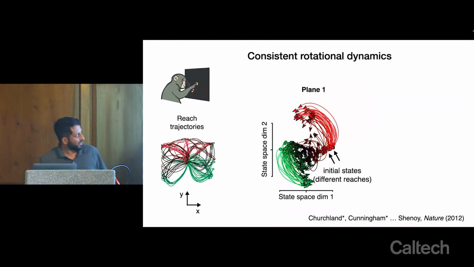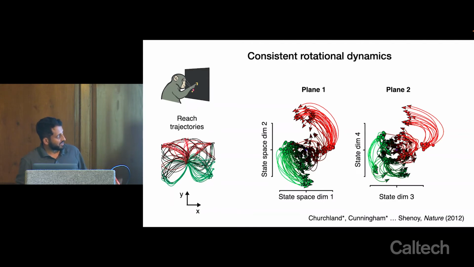So again, the dots represent the initial state of the system. So what is the monkey doing? Where does the monkey prepare? It's where the neurons are after the monkey's done preparing, basically. And the trajectories represent how activity evolves over time. And they see a couple different rotational planes.